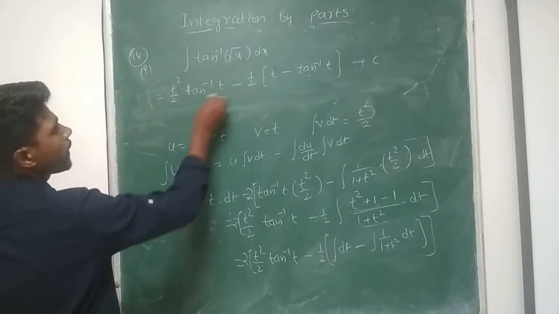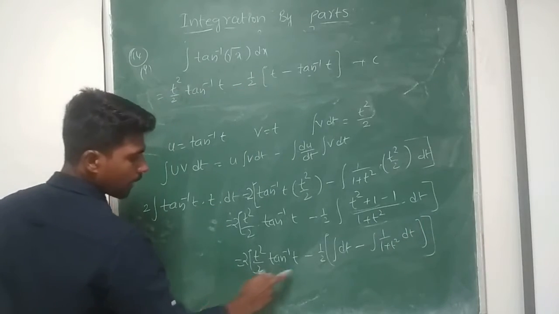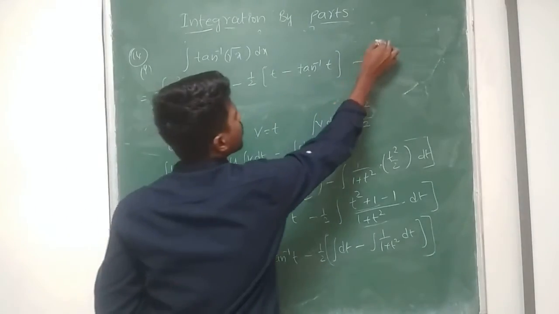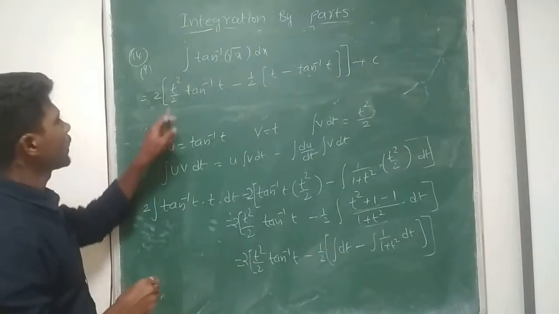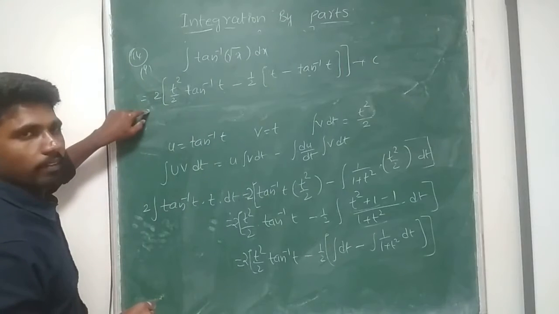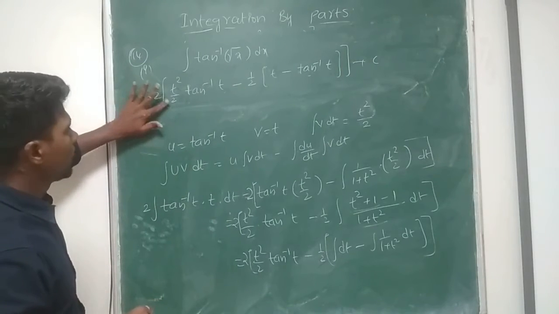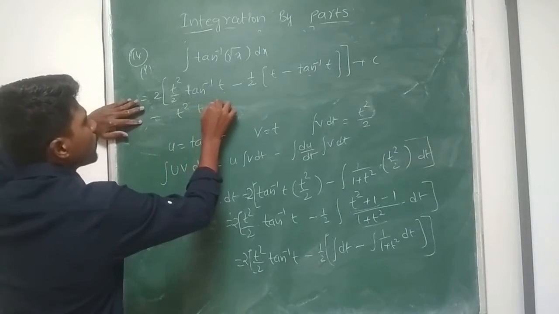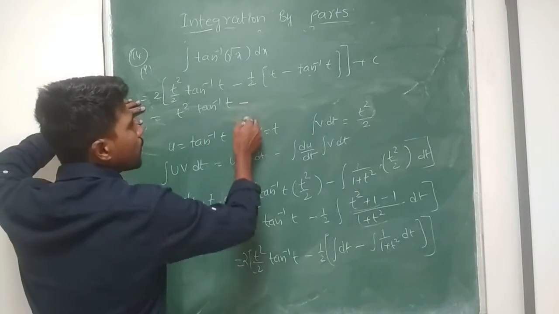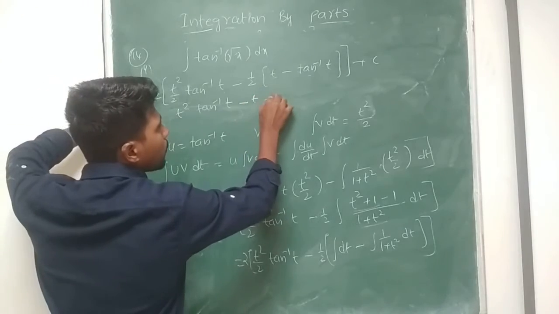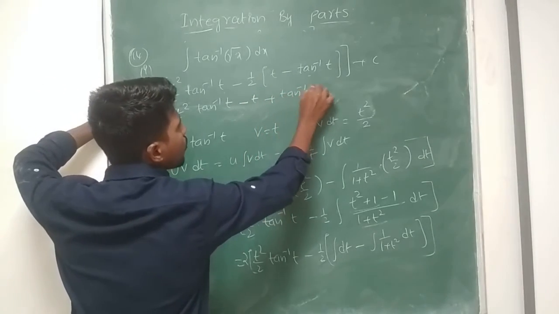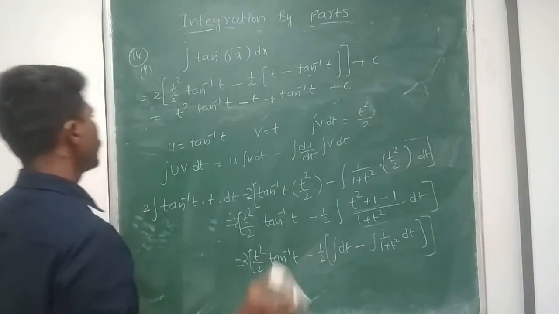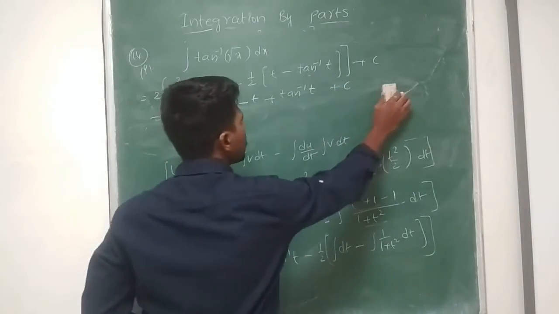Now I can take 2 common, and then I can do cancellation. So these 2 can be eliminated. After eliminating, I'll get only t square tan inverse of t minus t plus tan inverse of t plus a constant c. Now in place of t, I want to replace root x.